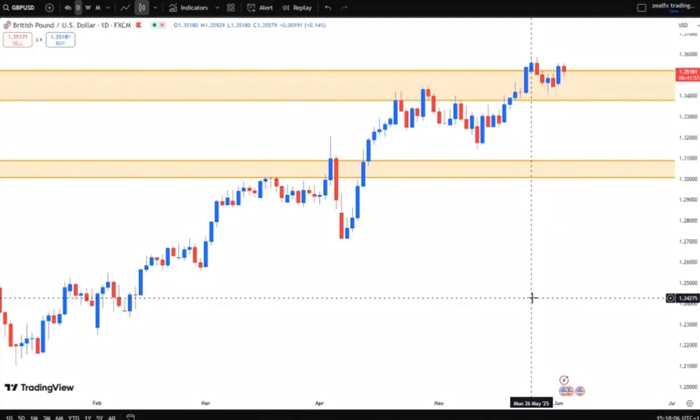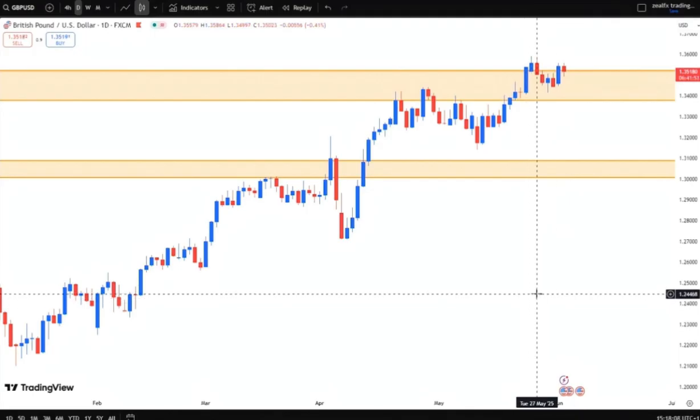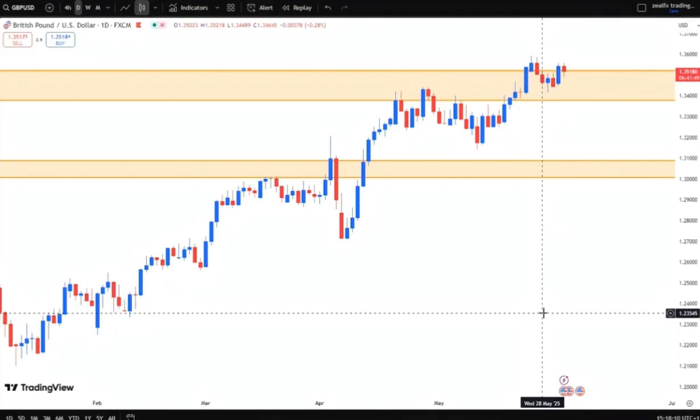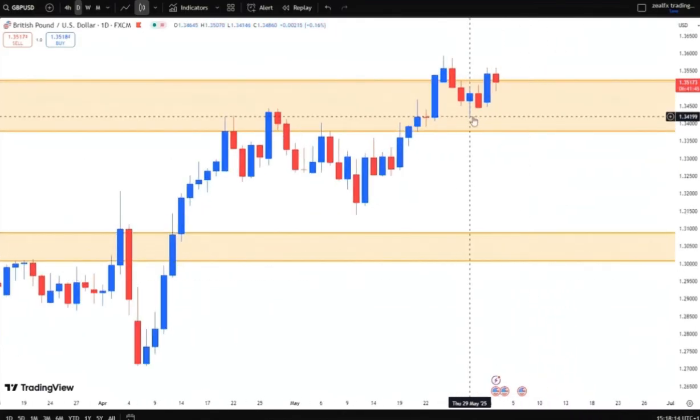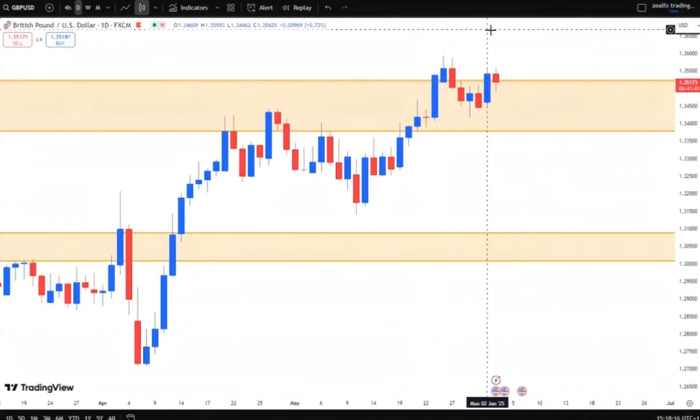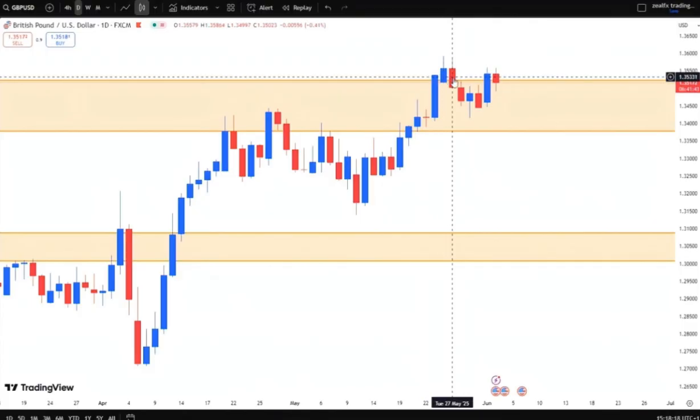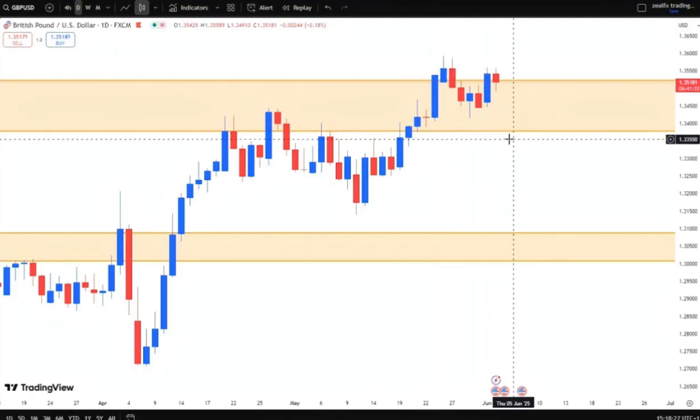So we're looking at the British pound USD as our first pair. British pound USD on the daily chart, price rejected from this resistance level, which is also a weekly resistance level. So long as price is rejected from this weekly resistance level, we expect price to move to this next support level.